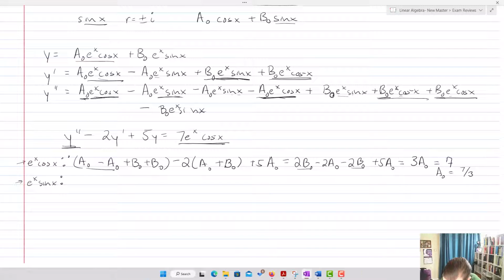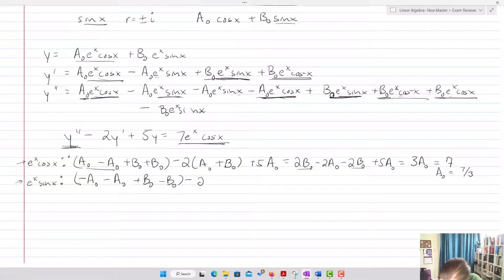Now I'm going to do my e to the x sine x, and you have seen some examples where this has disappeared. Sometimes that happens, sometimes it doesn't. I shouldn't say that it's not going to be the case here. So we've got to actually go in and do that. So we start out with my y double prime. That gives me a negative a naught, and then a minus a naught again, and then plus b naught, because that's my b naught sine x, okay, and then minus b naught. So there's my y double prime.